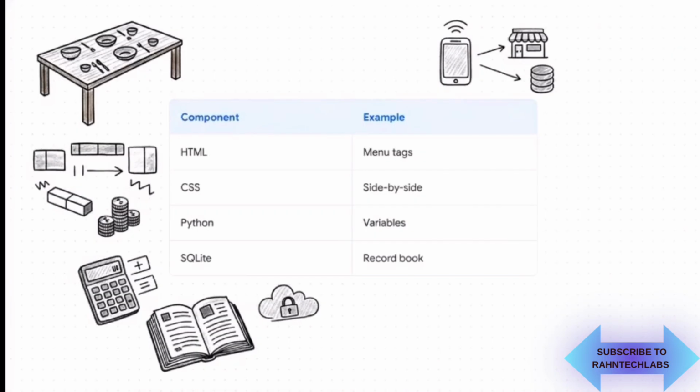Let's ground this in reality with some familiar Ghanaian examples. The HTML bones would be the tags you use to simply list out the menu items at a chop bar. The CSS beauty is the styling you apply to arrange those menu items perfectly side by side on the phone screen. The Python brain is the code running calculations for a busy shop in Makola market. And the SQLite database? Well, that's literally just the digital version of a shopkeeper's physical ledger, keeping all the customer records safe and sound.